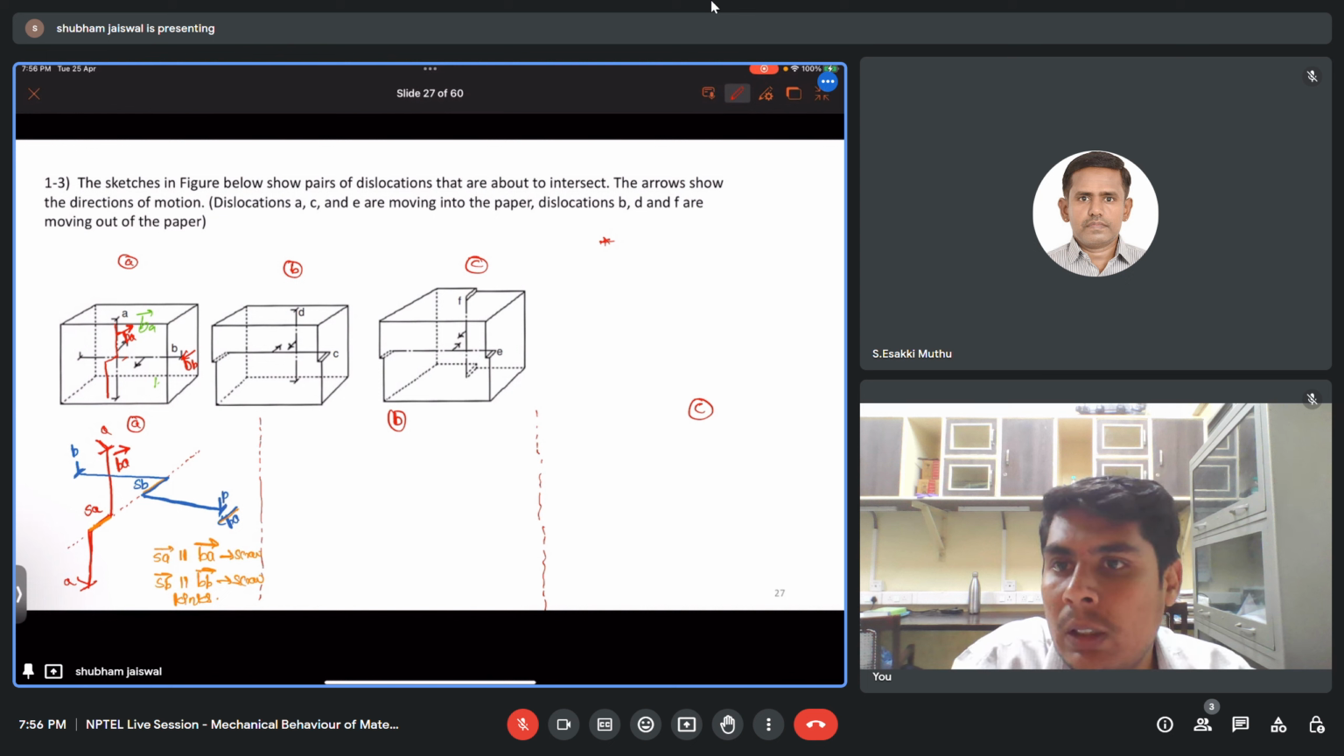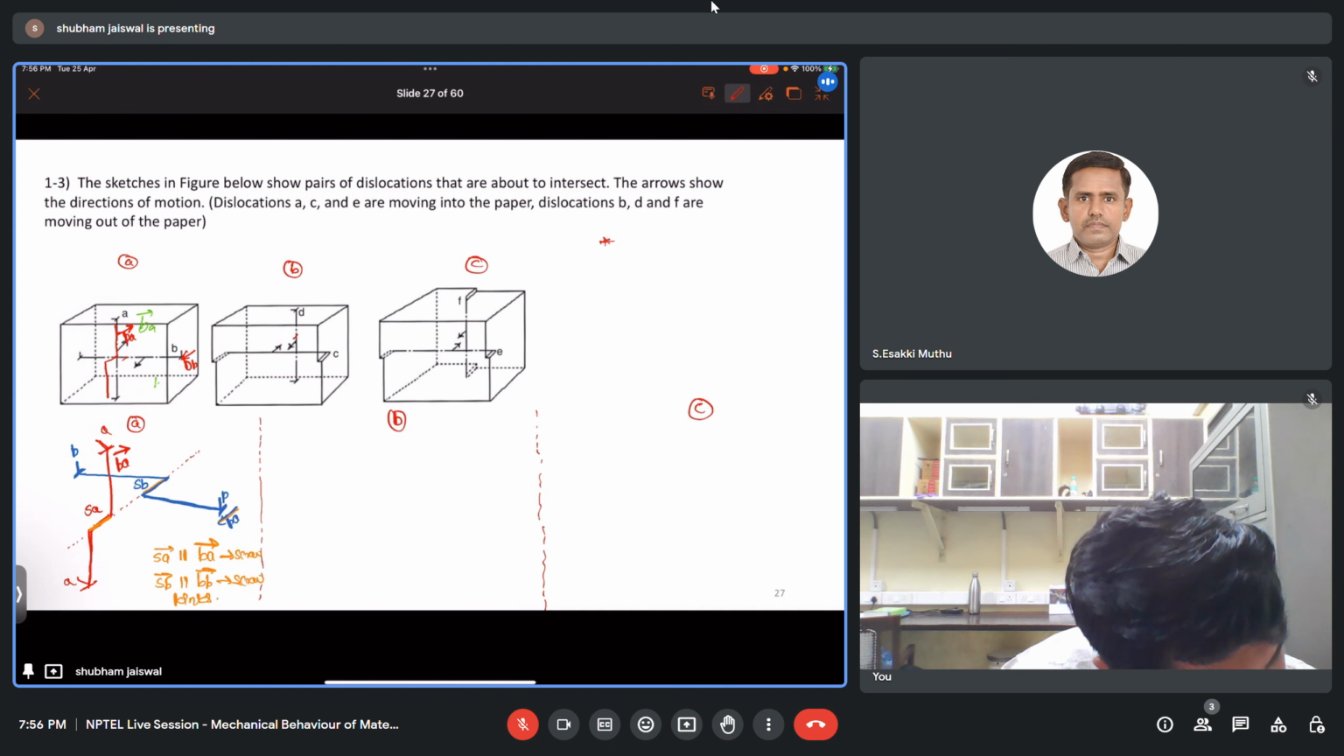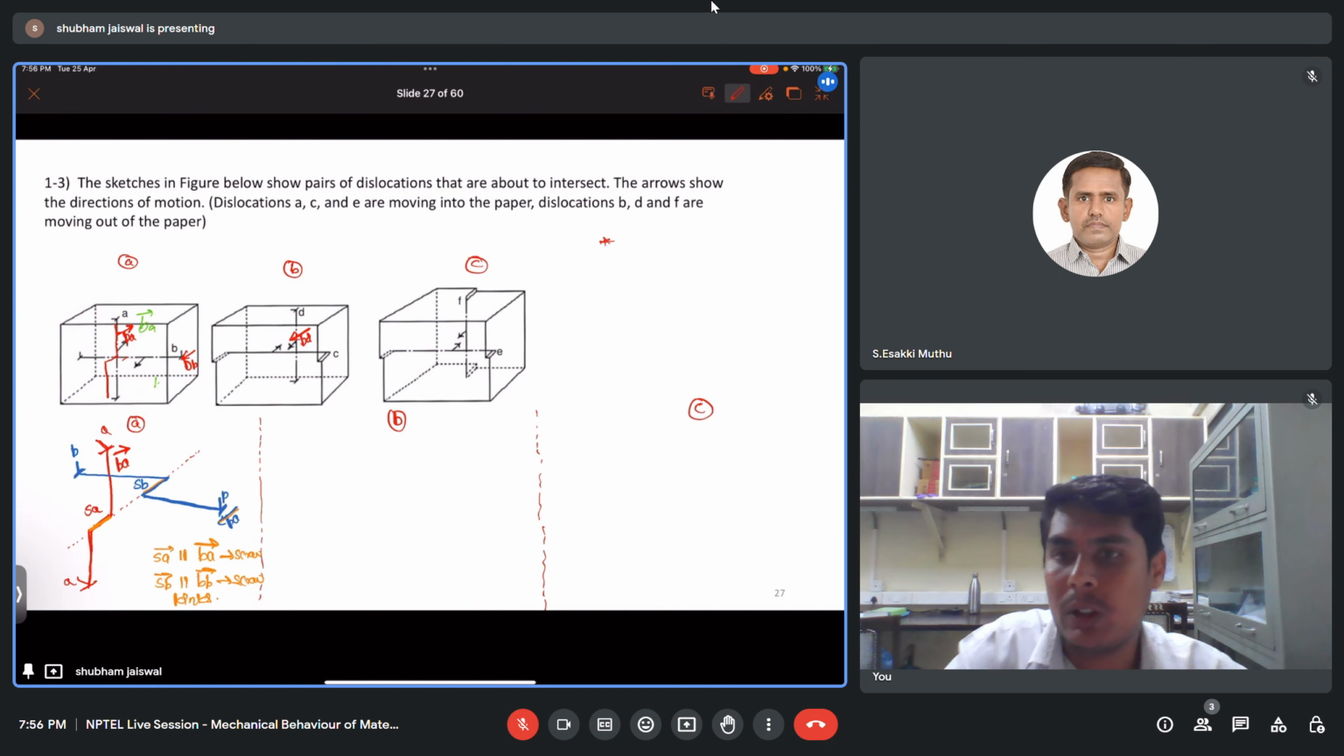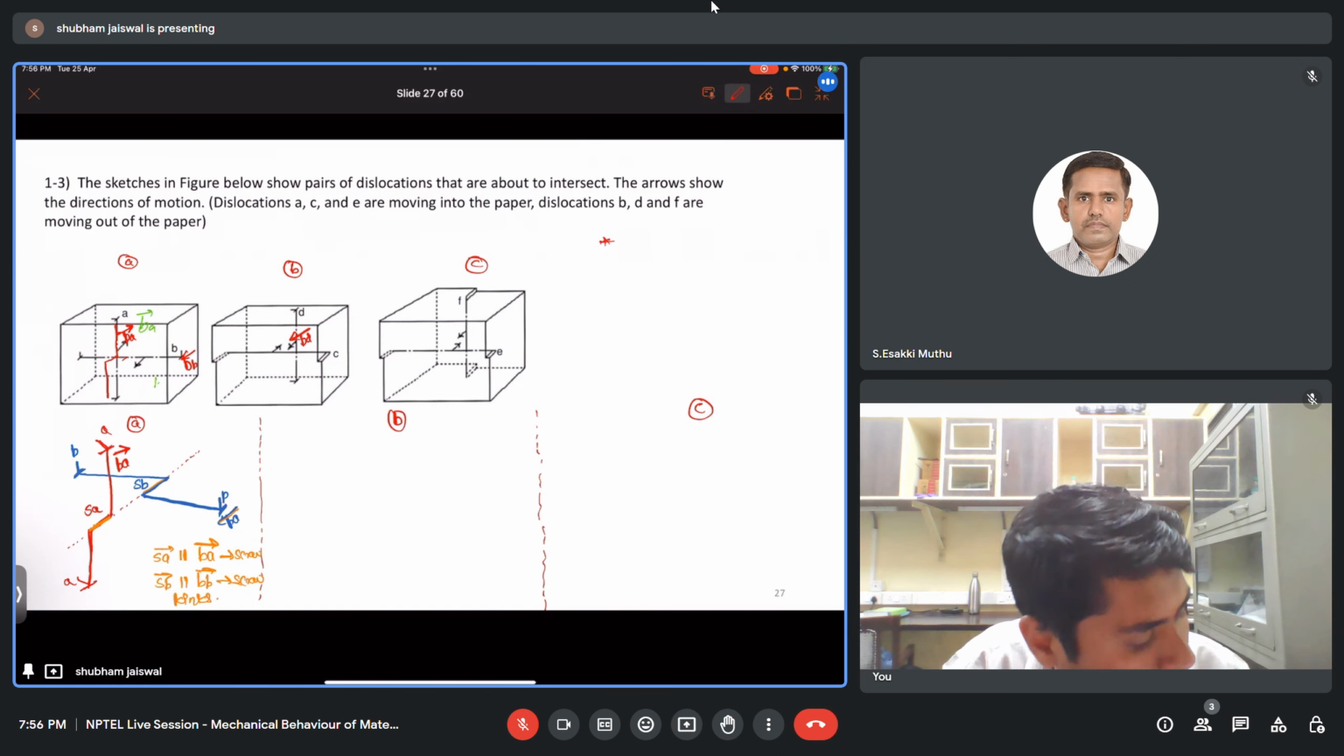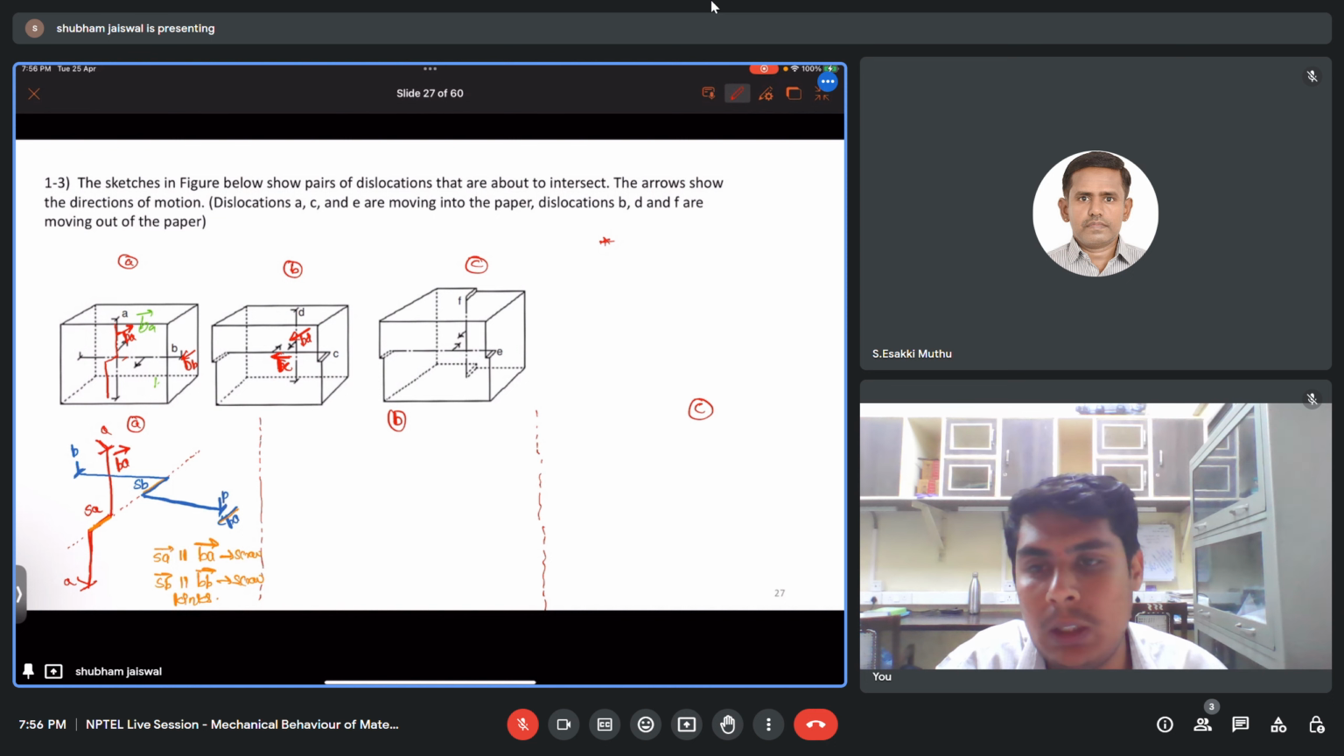So here the D dislocation is moving out of the paper and it is the edge dislocation. So this will be the Burgers vector of D dislocation. The C dislocation, here you can see it is a screw dislocation and it is moving into the paper. So the left side will be the direction of Burgers vector of C.